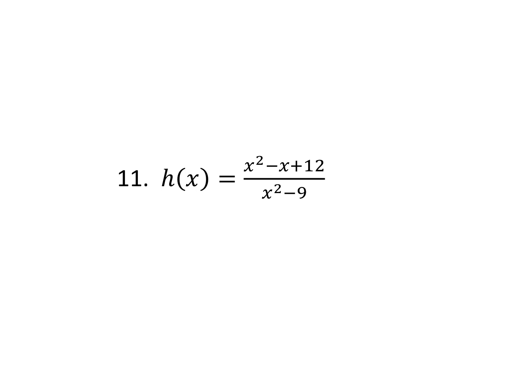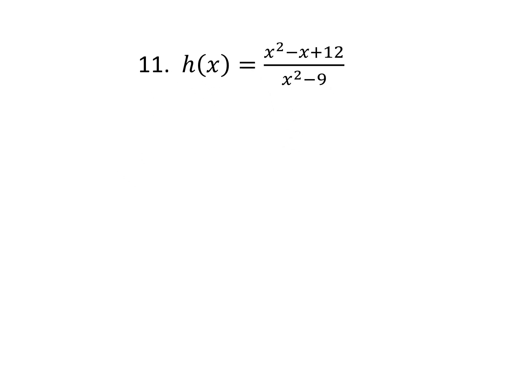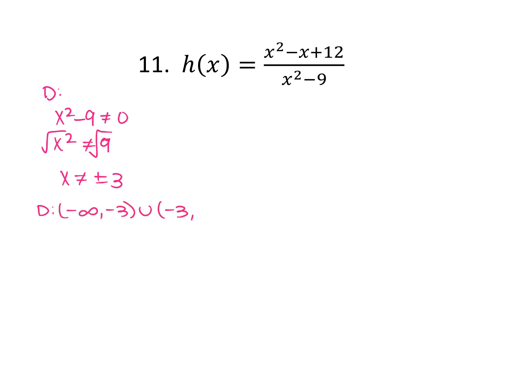Now, if we look at 11, we have h of x is equal to x squared minus x minus 12 over x squared minus 9. To find our domain, we take the x squared minus 9, set it not equal to 0. You move your 9 over by adding it to both sides. You get x squared is not equal to 9. And take the square root of both sides, that's x is not equal to plus or minus 3. So the interval notation on that is going to be from negative infinity to negative 3, with a union from negative 3 to 3, with a union from 3 to positive infinity. The vertical asymptote, same thing, but equal to, so x is equal to plus or minus 3.